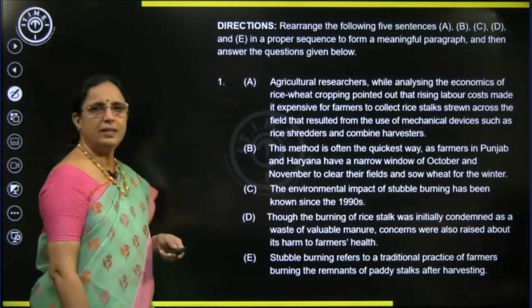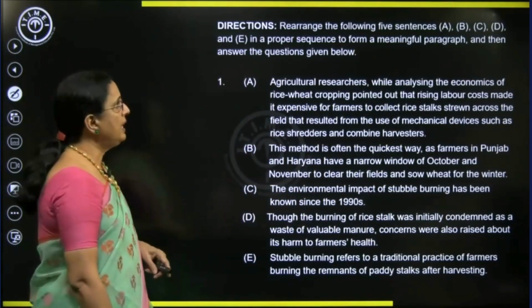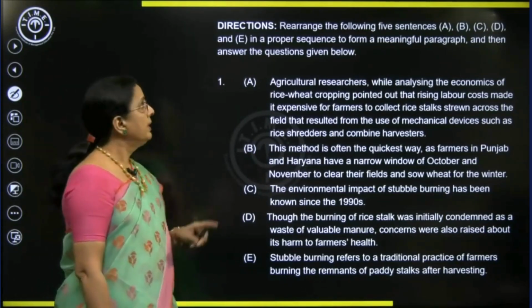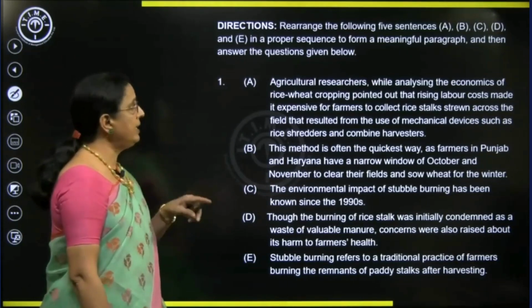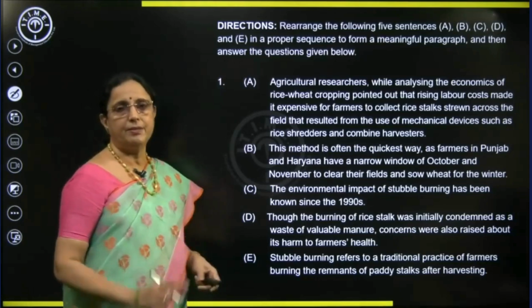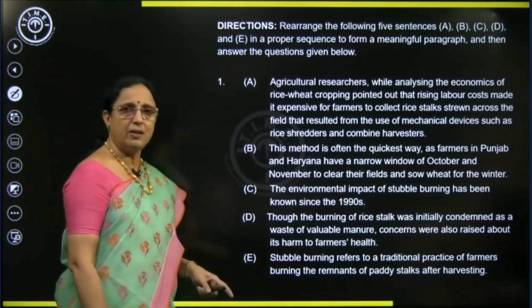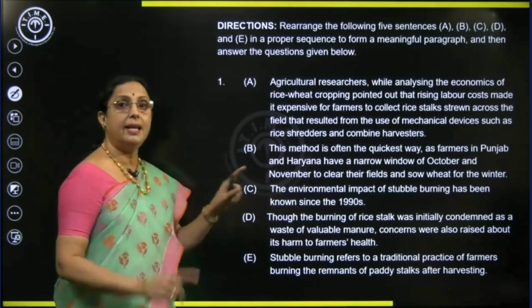Now, let's look at the question. Rearrange the following sentences A, B, C, D and E in a proper sequence to form a meaningful paragraph and then answer the questions given below. We are given two tasks here. One is to rearrange the statements in an order. Second is to answer the questions based on the arrangement.